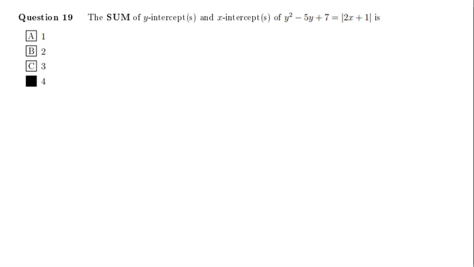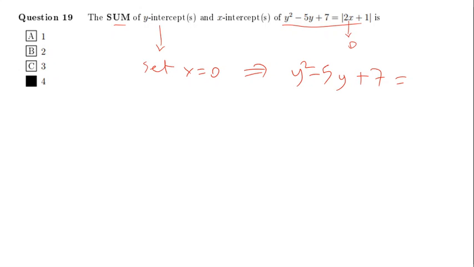Now, the sum of the x and y intercepts of this equation is the sum. So to find the y-intercept, you set x equal to 0. When you set x equal to 0, you get y squared minus y minus 5y plus 7 is equal to 2 times 0 plus 1, so it becomes 1. So the absolute value of 1 is 1.